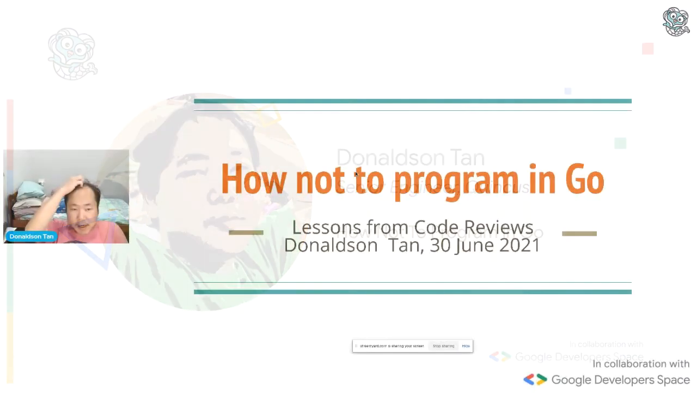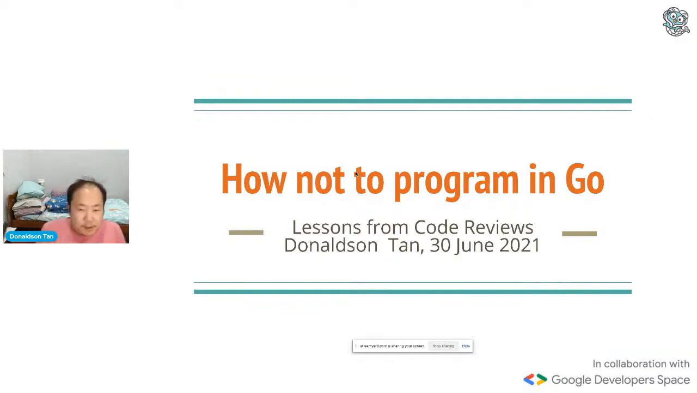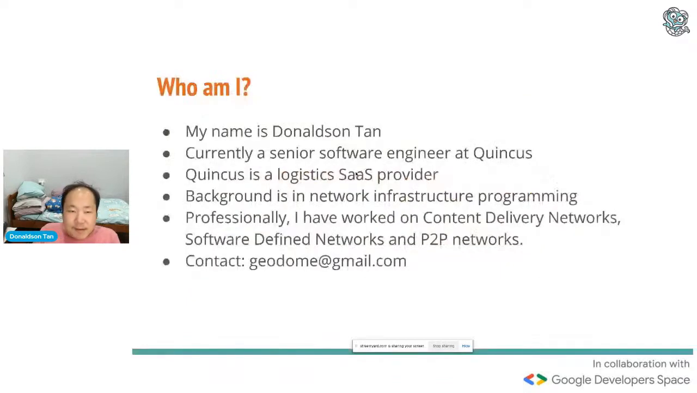So I'm going to share on how not to program in Go. These are basically lessons from code reviews. How many of you have done code reviews as part of your sprint? Sometimes people do, sometimes people don't because we are rushing for time. But code reviews are actually quite useful, because you see some of these problems popping up during code reviews. So I'm just sharing them.